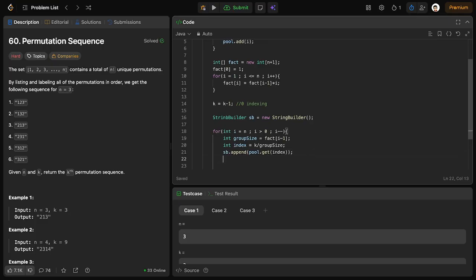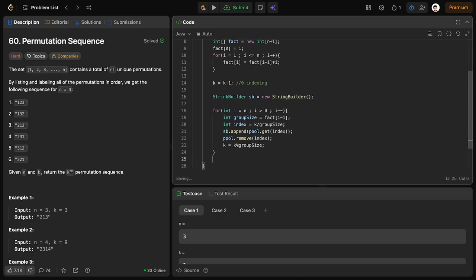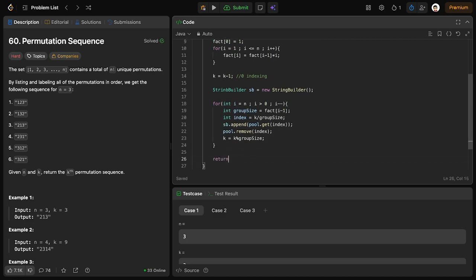So sb dot append pool dot get index, and then we remove it from the pool. Remove index. We remove that index, and then we go down to the next thing, k mod group size. We go down to the next iteration. And we just return sb dot toString.